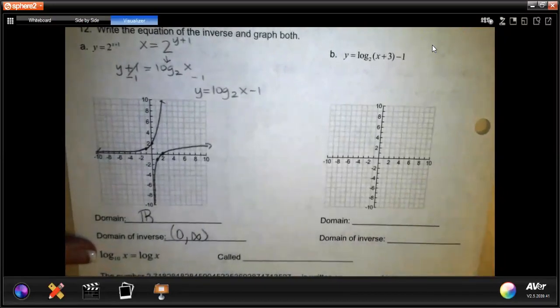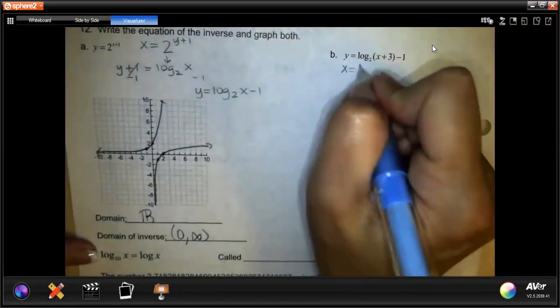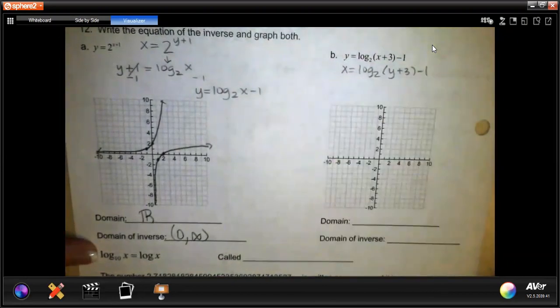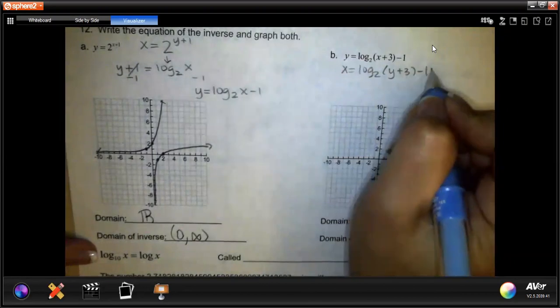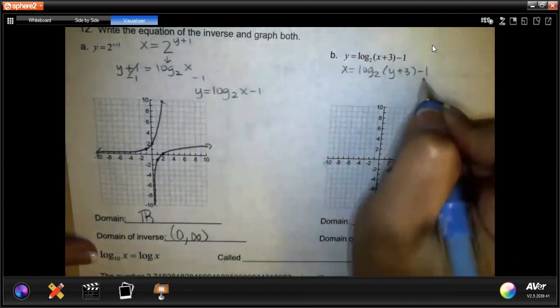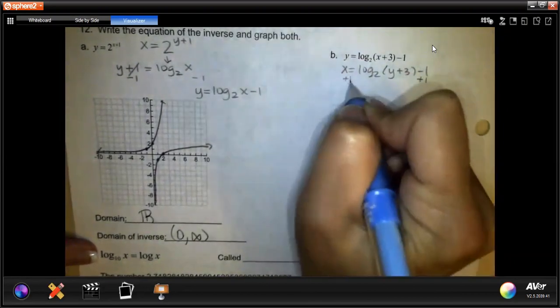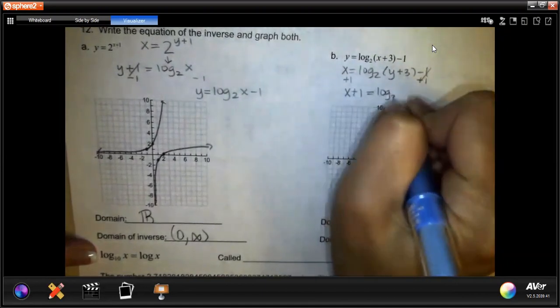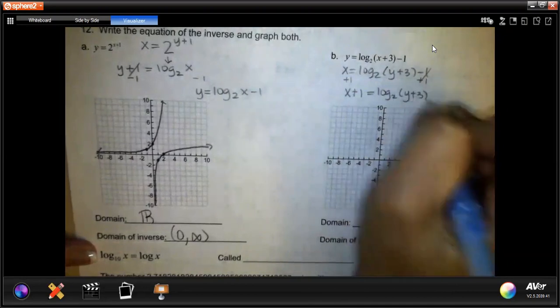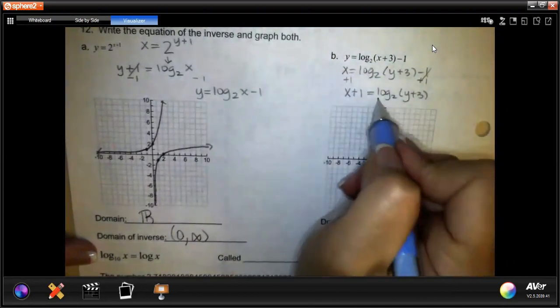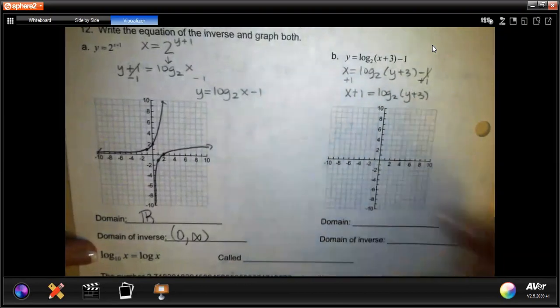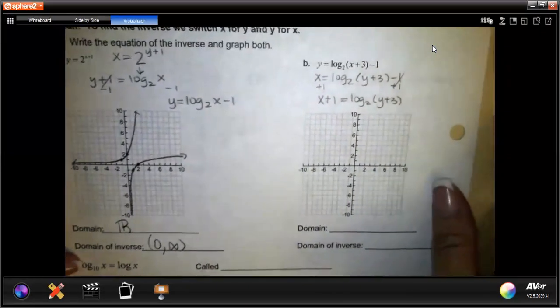All right, here's another one to try. We switch our x and our y. The first thing I want to do is add that 1 so I can get that one term by itself. And so we get x plus 1 is equal to log base 2 of y plus 3. This is all one term, so the only way of freeing this out of the argument is to convert it to an exponential.